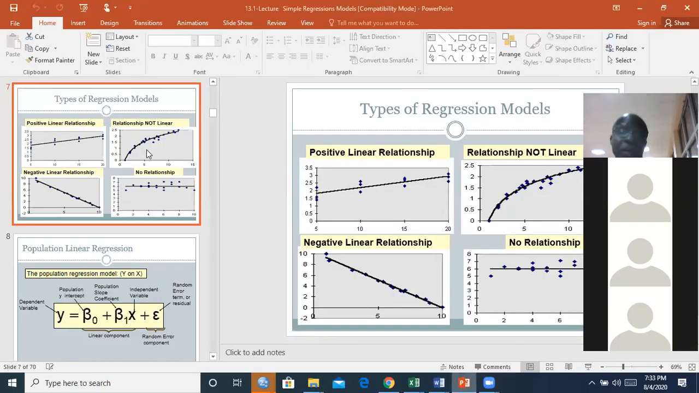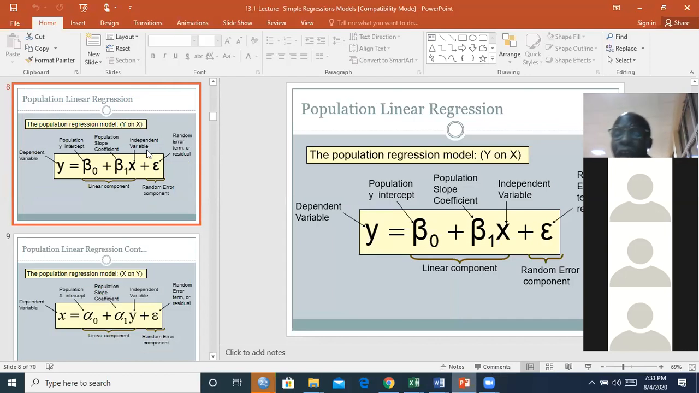So this is where we are. Now look at the terminologies. This is y on x. Are you seeing y on x? What is this symbol here called? Beta. Beta is the same as C.